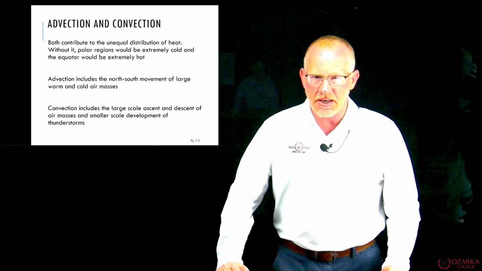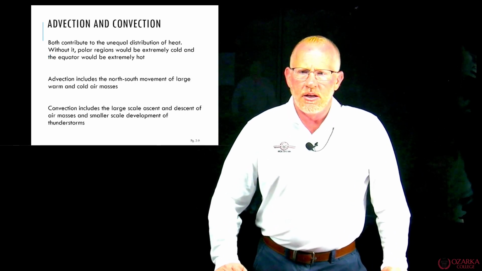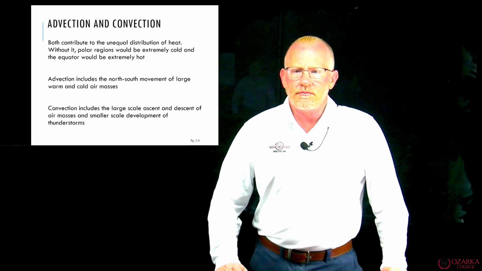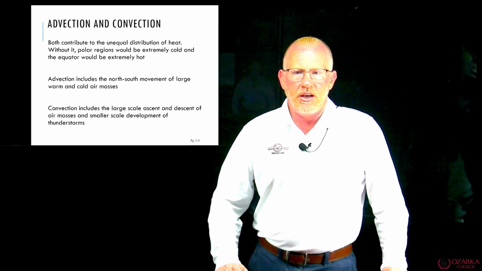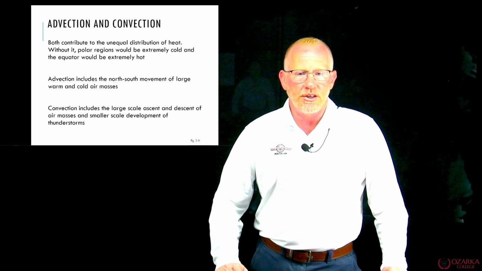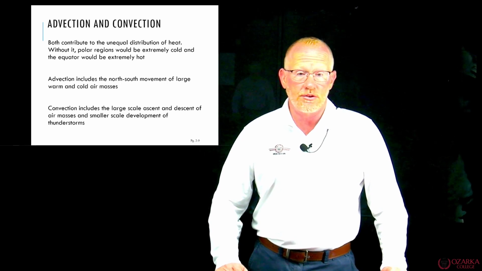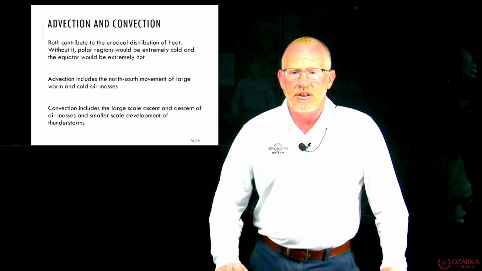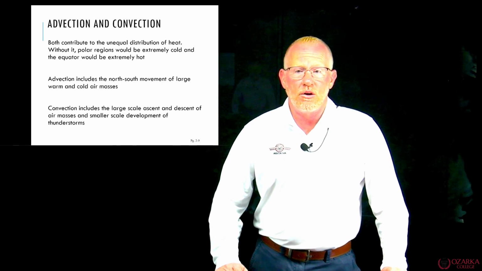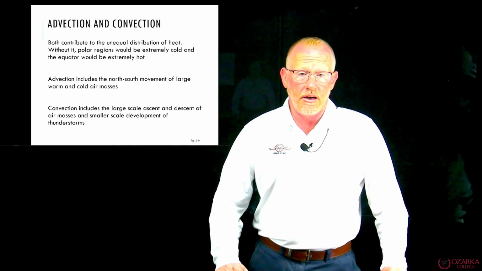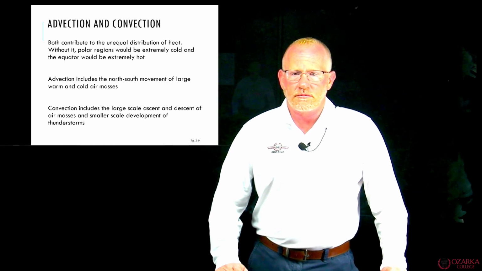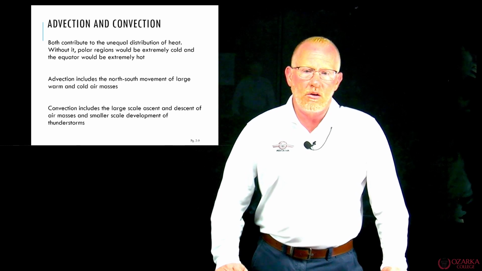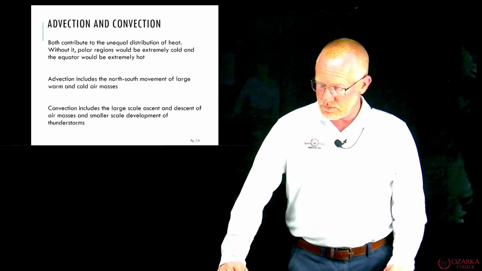Let's talk about advection and convection. Now, both contribute to the unequal distribution of heat. Without it, polar regions would be extremely cold and the equator would be extremely hot. Advection includes the north-south movement of large, warm, and cold air masses. Convection includes the large-scale ascent and descent of air masses and smaller-scale developmental thunderstorms. All right?